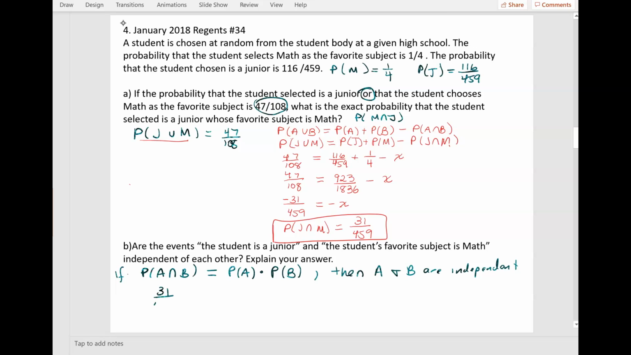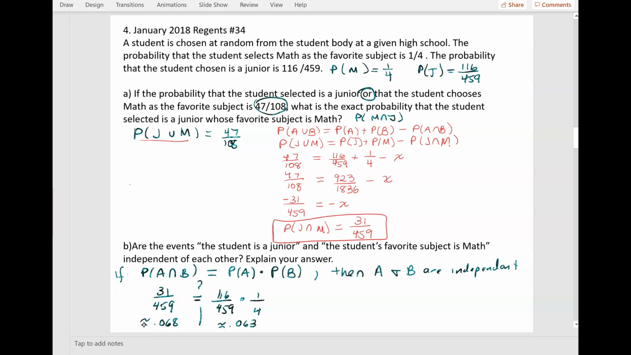So we know this is 31 over 459. I'm saying A is junior, so the probability of being a junior is 1/16 over 459 times the probability of liking math, 1/4. And so when I enter this in the calculator, this is approximately 0.068. And this is approximately 0.063.